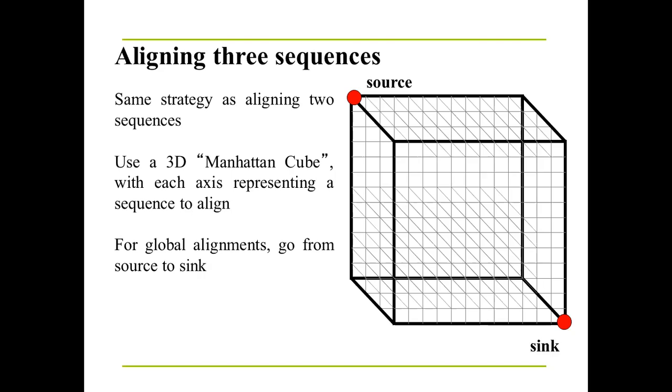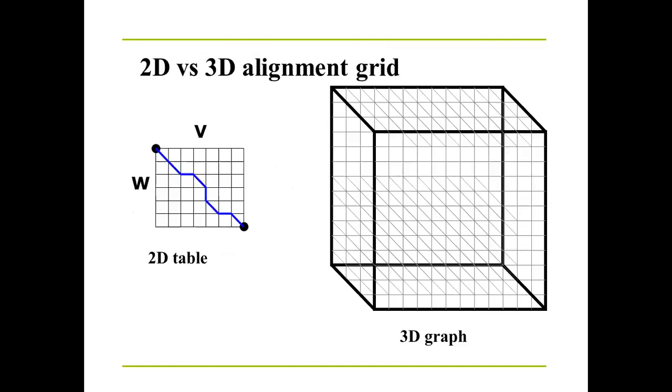So we use a three-dimensional Manhattan cube, which is here. You can see one side is the source, with this red ball, and the last corner is the sink. We have to move from source to sink if we want to analyze these three sequences or more than three sequences. For global alignment, we have to move from this point to this point, check all the possible outcomes, and give a specific score to every gap, so we can calculate the maximum score for the multiple sequence alignment of those sequences.